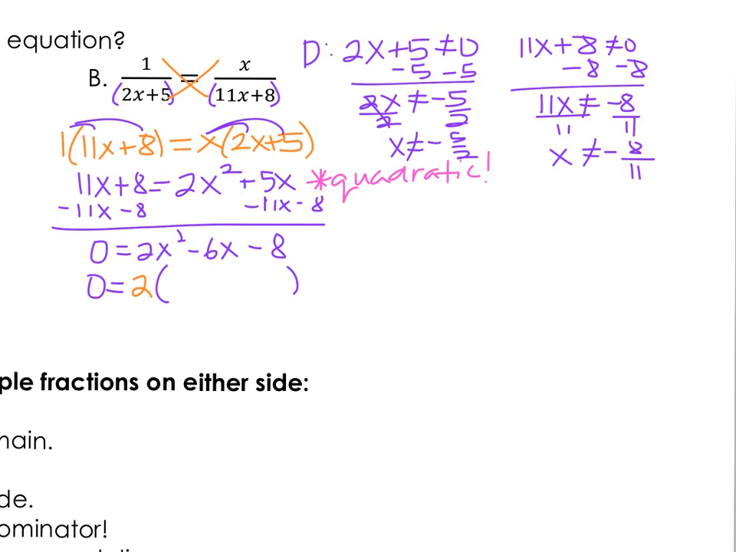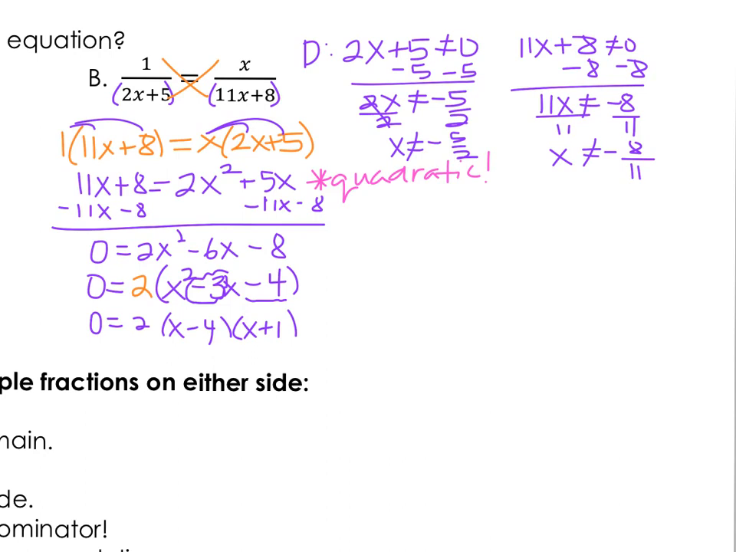If I take 2 out of 2x squared, we've got x squared left over. 2 out of negative 6x, we have negative 3x. And then 2 out of negative 8, that gives us negative 4. And now what's left over in the parentheses will factor nicely for us. Two numbers that multiply to get negative 4, but add to get negative 3 in the middle. We should use x minus 4 and x plus 1.